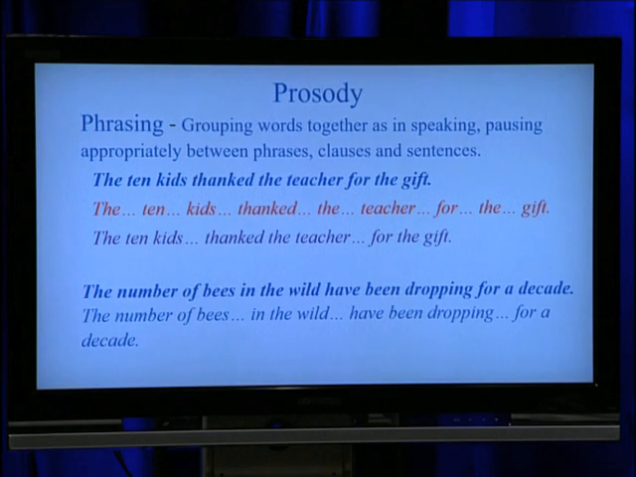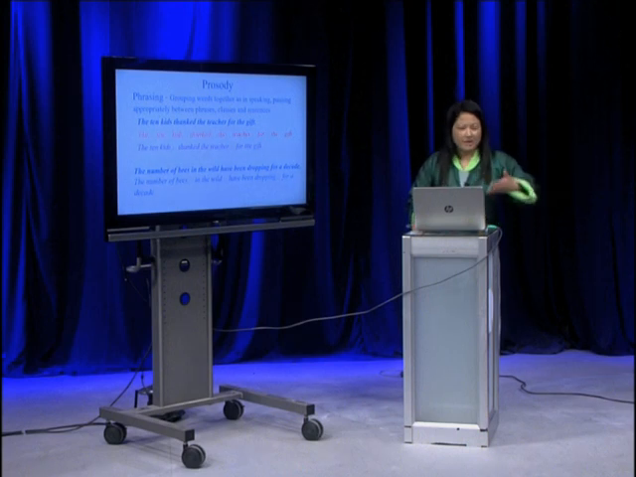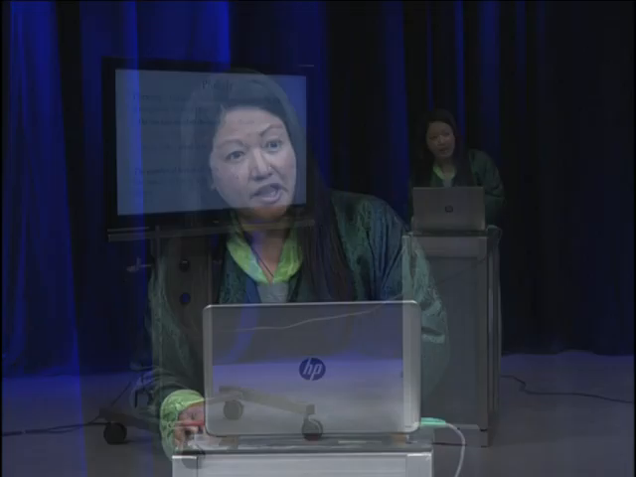How will I sound if I read this way, droning from one word to another? The 10 kids thanked the teacher for the gift. Very monotonous. But what if you read like this, like you are speaking? The 10 kids thanked the teacher for the gift. So this is how you phrase your sentences when you read.